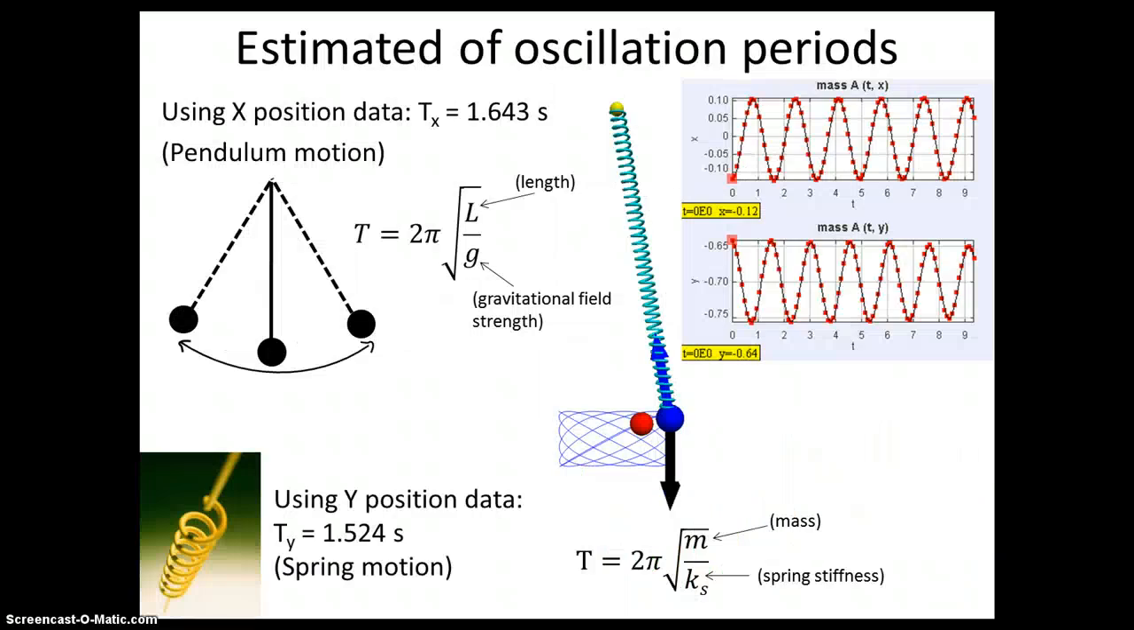Using the data we obtained from Tracker, we were meant to make two separate estimates of the oscillation period, one from the x position data and one from the y position data. These are the oscillation periods I found. The y is a little bit smaller.